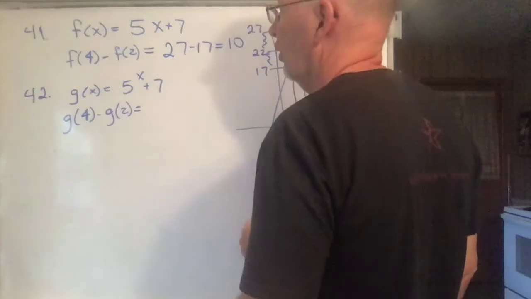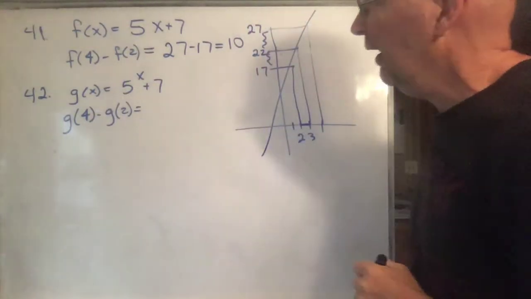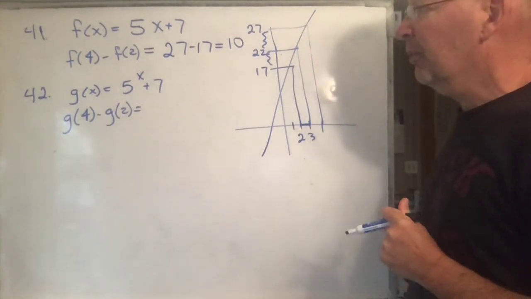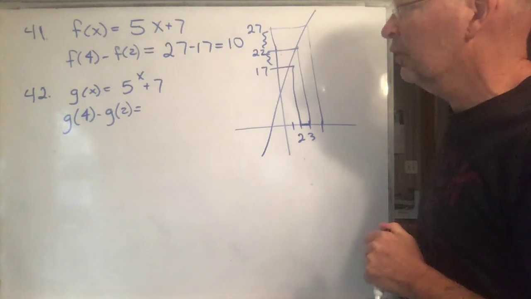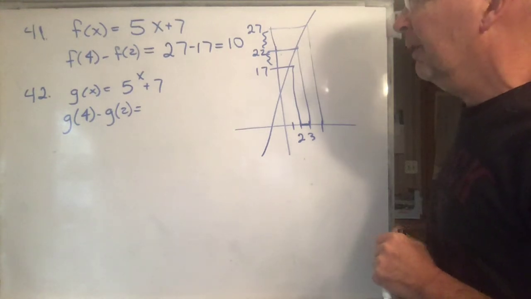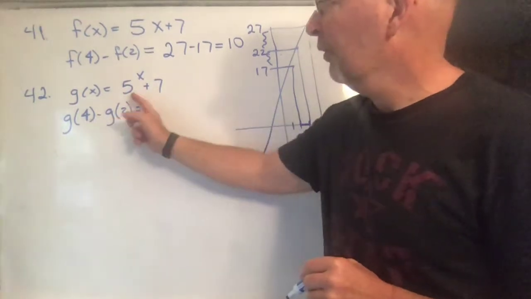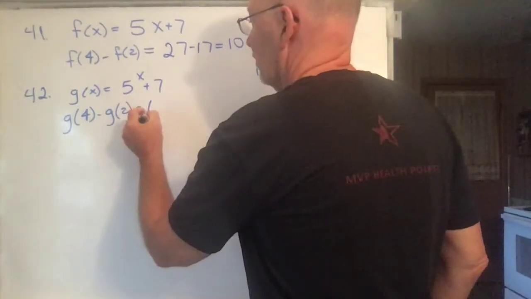So g of 4 is going to be what you get by taking 5 to the 4th power. What's 5 to the 4th power? 5 times 5 is 25. Multiply it by another 5, and you get 125. And you multiply that by 5 one more time, and you get 625. So 5 to the 4th is 625, plus 7 is 632.